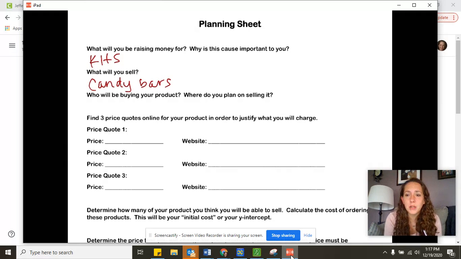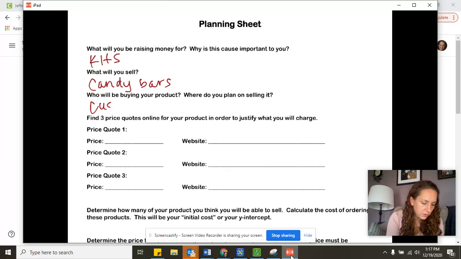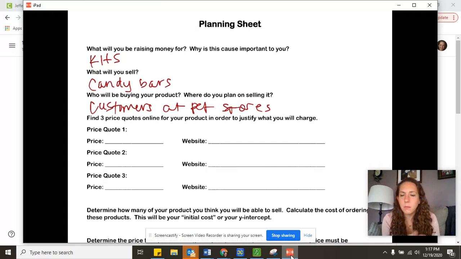So who will be buying my product? I will sell to customers at pet stores. So I plan on making places where I can sell it to people at pet stores because people at pet stores have pets and generally will like to donate money to raise money for animals.